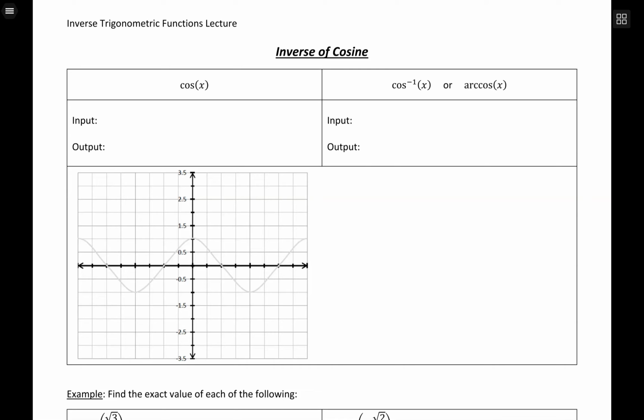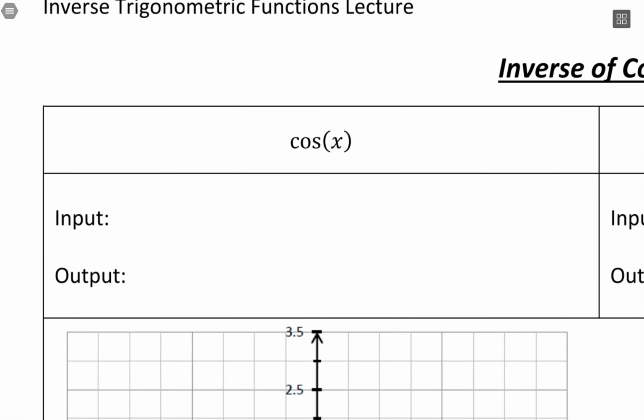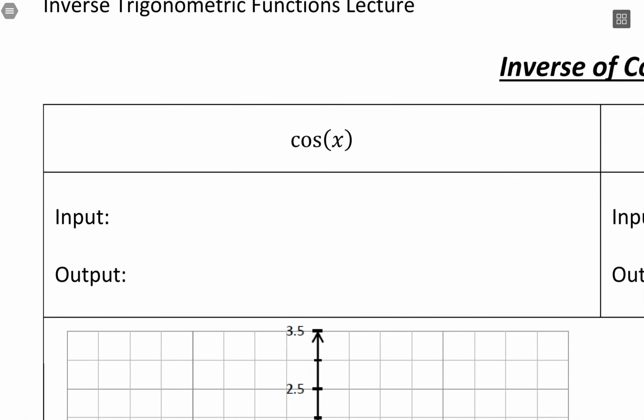So let's go through the same routine, but with cosine. Working with our original cosine function, we were given some angle measurement, and then what we would find is the x-coordinate on our unit circle. Or if we were looking at a triangle, it was our ratio of adjacent over hypotenuse.